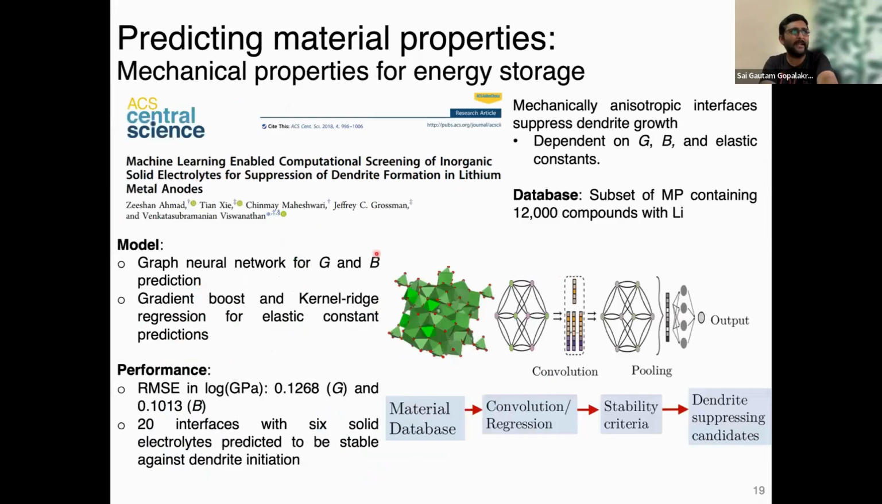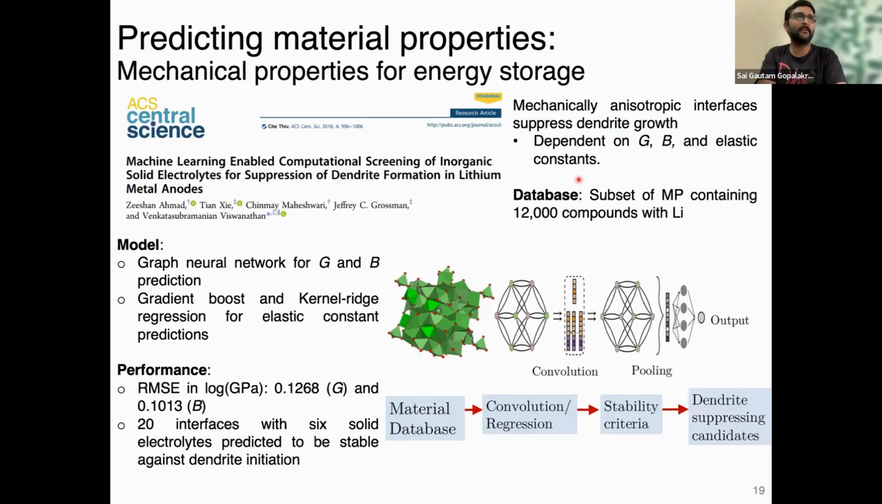The second example also used crystal graph convolutional neural networks, or CGCNNs, but for predicting shear modulus and bulk modulus. These were properties that were relevant for energy storage. Basically, the authors were trying to identify solid electrolytes that can suppress dendrite formation in solid-state lithium batteries. Generally, electrolytes that have fairly high shear modulus and bulk modulus tend to suppress dendrites fairly well.